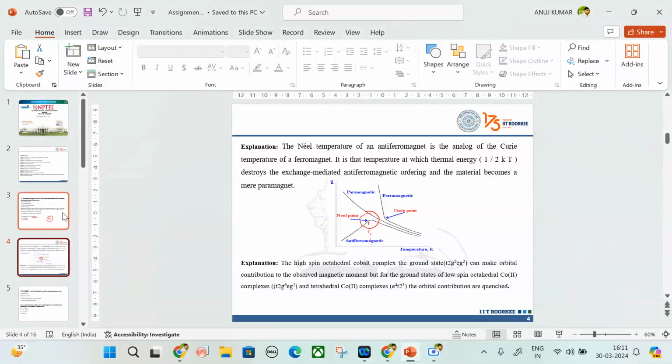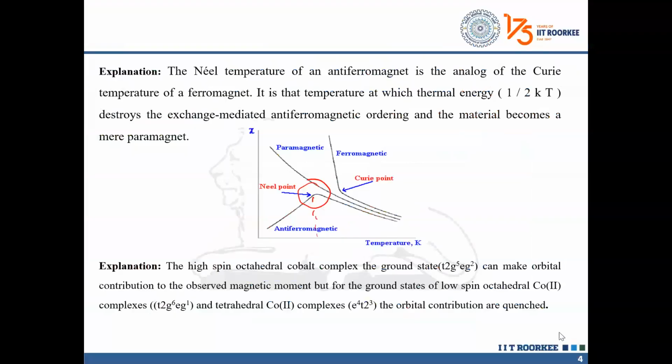So if I see the configuration, the high spin octahedral complex, it is a d7 complex, right? And in the ground state, if it is high spin, the electronic configuration will be like this: t2g^5 and eg^2. And if it is a low spin complex, it will be t2g^6 and eg^1. And similarly for tetrahedral, it is e^4 t2^3.